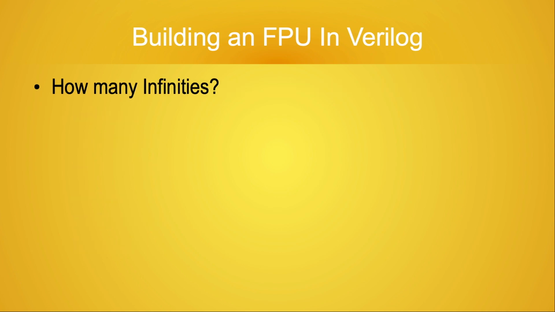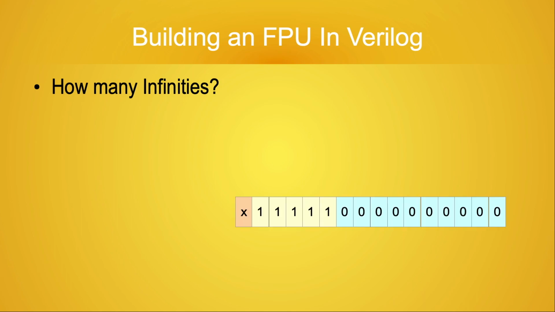I'll start with an easy case. How many different infinities can be encoded in a 16-bit number? Many of you will be able to quickly guess the answer, but I want to go through the process step by step to lay a foundation for counting the other types of values. You'll remember from the previous video that each floating point number encoded according to the IEEE 754 standard has three fields: a sign bit, an exponent field, and a significand field.